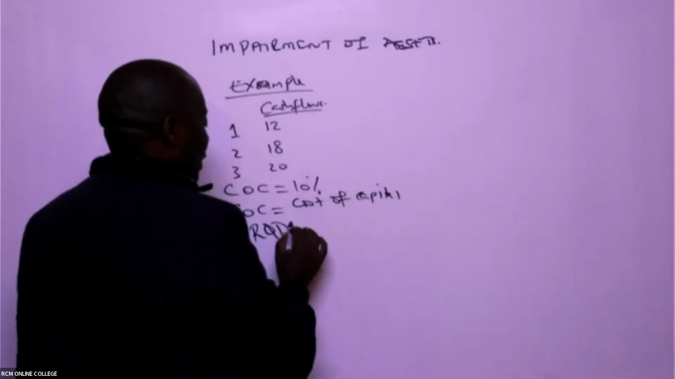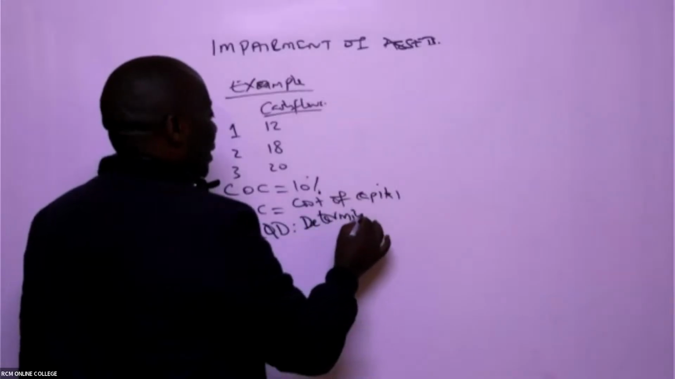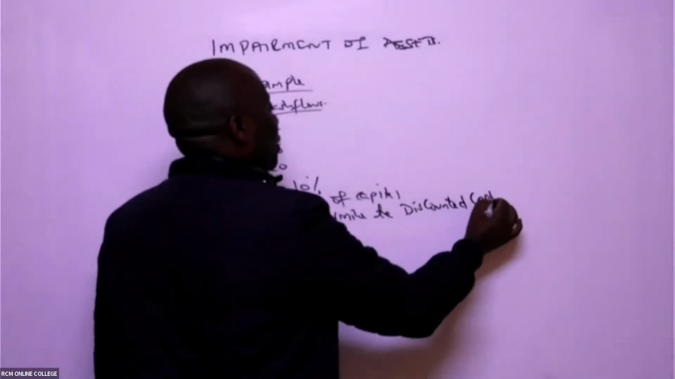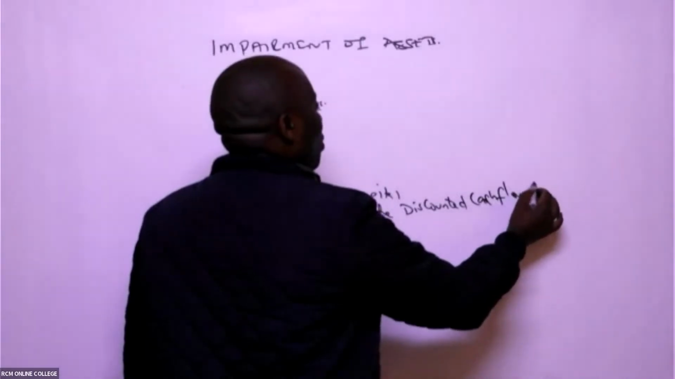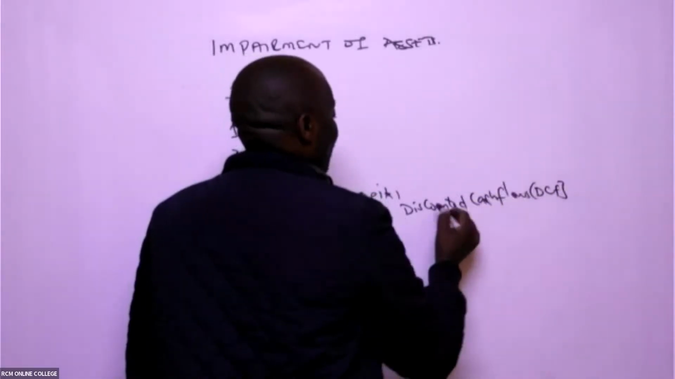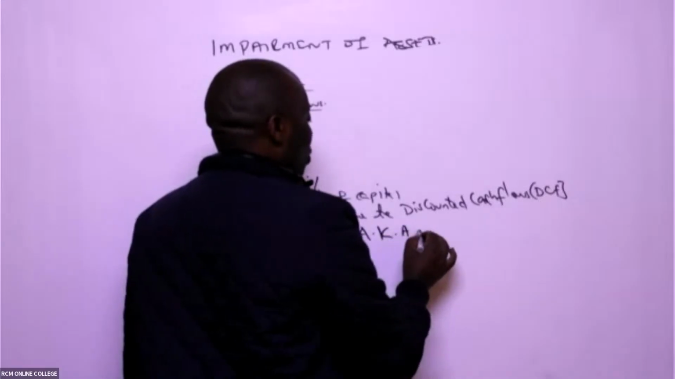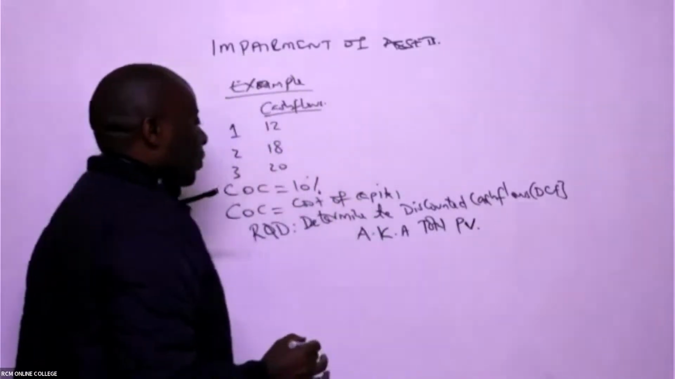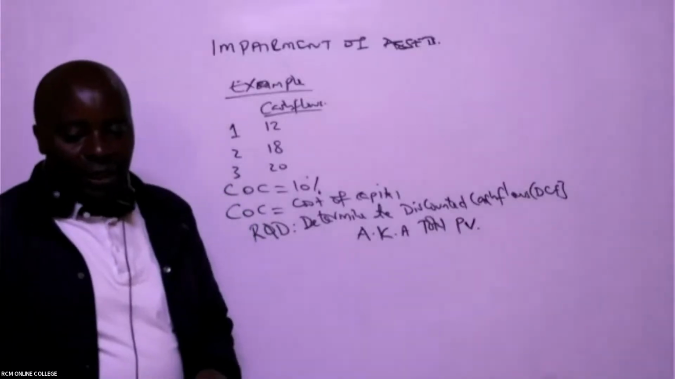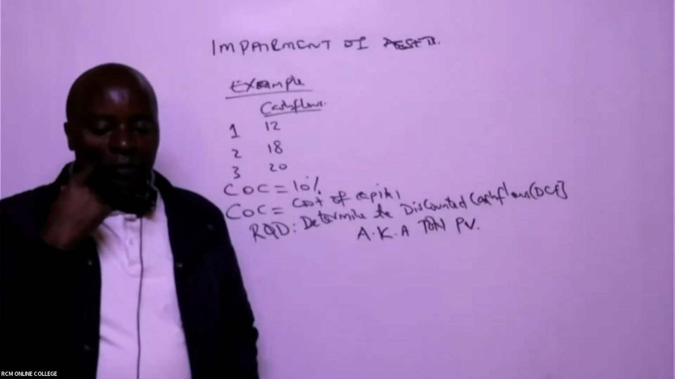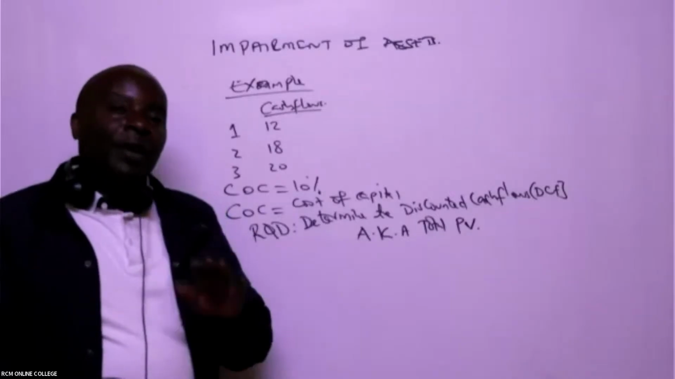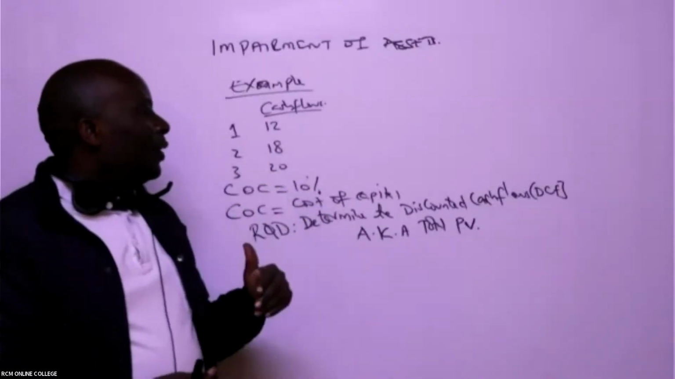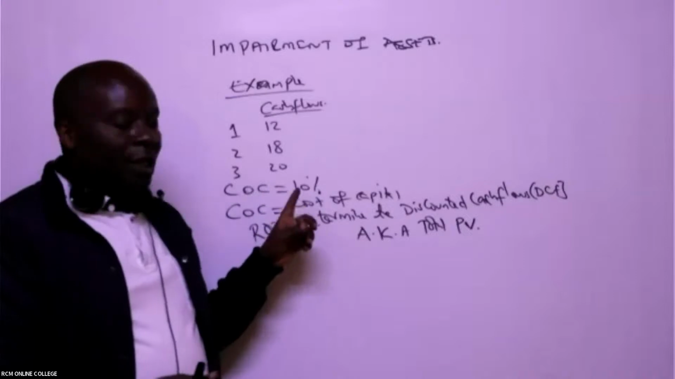And then now we are required to determine the discounted cash flows, what we call DCF, also known as total present value. So you're given an asset. This asset in the future from end of year 1 will give us 12. End of year 2, 18. End of year 3, 20.